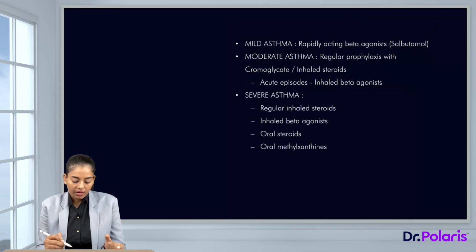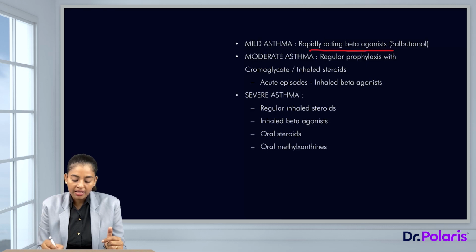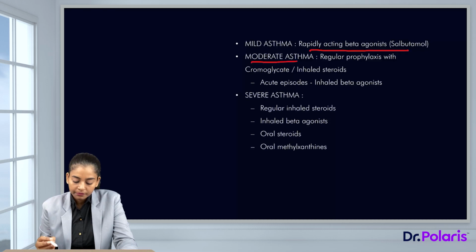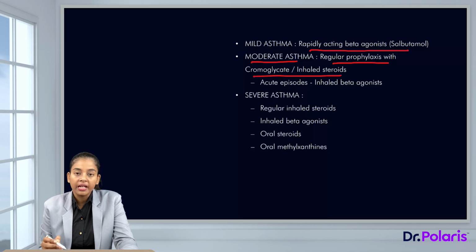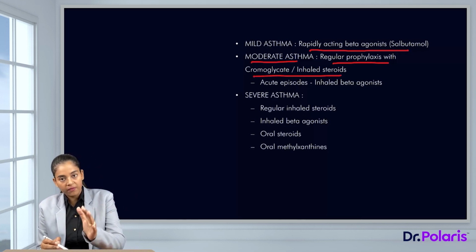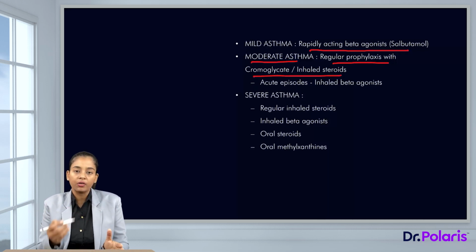So what drugs should be given for which type of asthma? That is what we're going to see now. For mild asthma, you will give a short-acting beta agonist like salbutamol or terbutaline. For moderate asthma, regular prophylaxis has to be given with a mast cell stabilizer and inhaled corticosteroids every day. And for an acute episode, you will give a short-acting beta agonist.